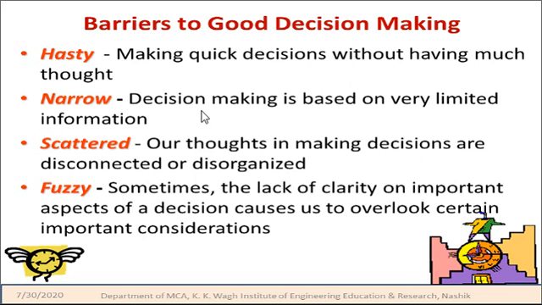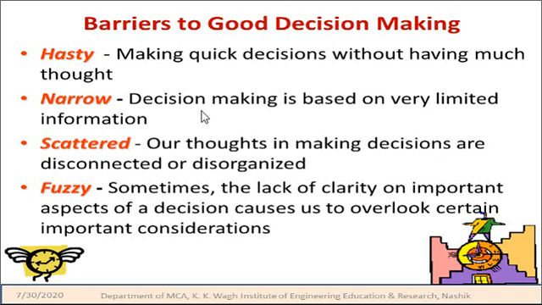Scattered means the things are not in the appropriate place, or may be disconnected, disorganized, or spread everywhere, and we still have to make decisions. That is one of the barriers, that the things are scattered or fuzzy, which is again very dangerous for decision making.